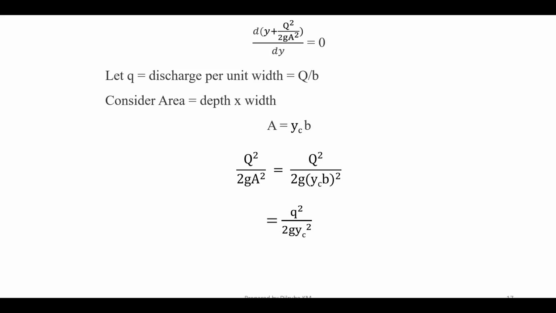I can write this equation becomes, Q square by 2gA will be equal to Q square by 2g into, instead of A, I am substituting yc into b. Okay, and then instead of Q by b, I am substituting it with small q. So from this equation, I will get the equation becomes small q square divided by 2g into yc square. Now differentiating this equation.